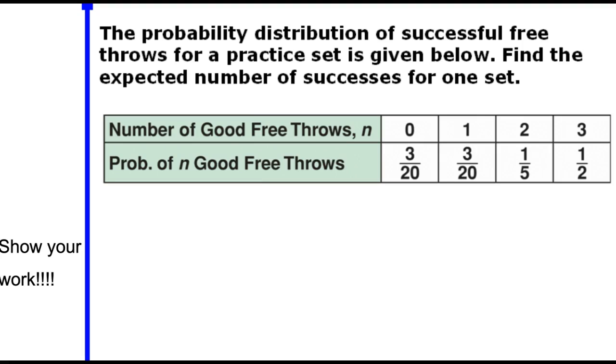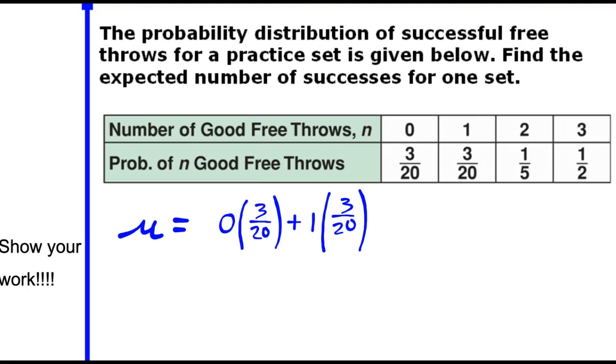First of all, we use mu. Remember mu from last week? Mu is the expected value, and what we're going to do is take each outcome value, in this case 0 free throws, times its corresponding probability, 3/20, plus the next outcome times its corresponding probability, and you do that for every possible outcome, and you find the sum of each of those products.